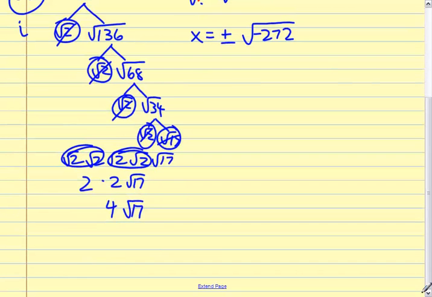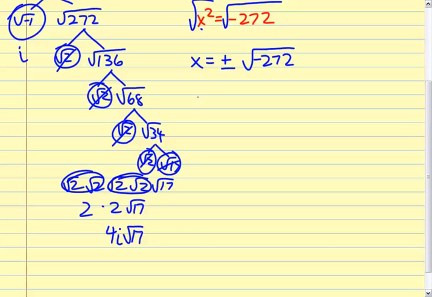Okay, bring it down here. Where do I put the i, Mr. C? Right behind the regular number. 4i root 17. So now when I come up here, it's x is equal to plus or minus, not root negative 272, but 4i root 17. Done. You guys are ready.